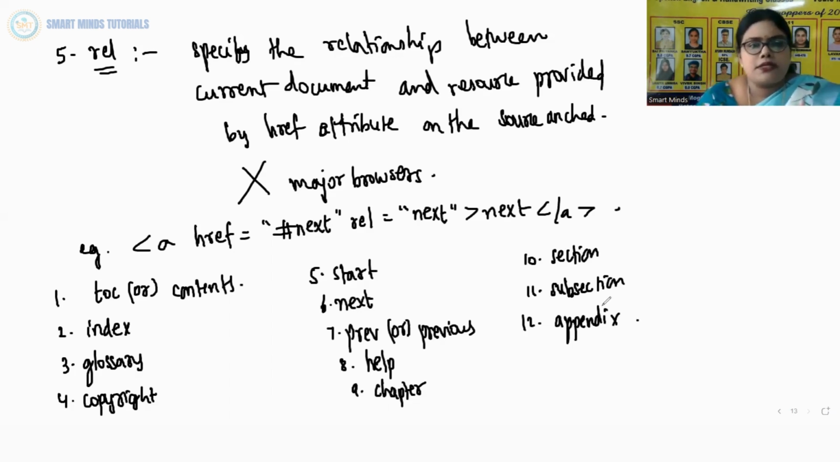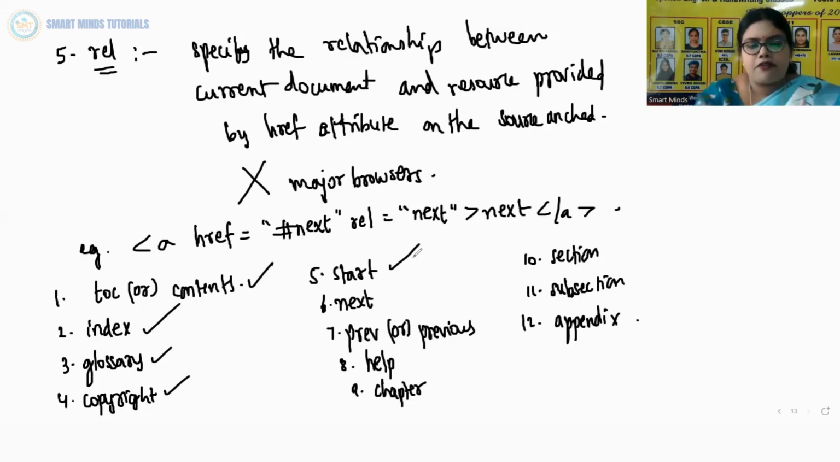So first let us see what is contents. TOC refers to the document that contains the table of contents of the current web page. Then next is index. Index refers to the document that contains the index of the current web page. Number 3 is glossary. Glossary refers to the document that contains a glossary of terms related to the current web page. Then copyright refers to the document that contains a copyright statement of the current document.